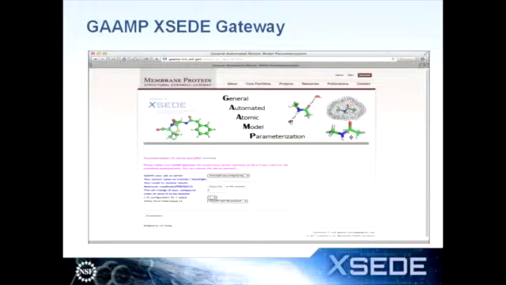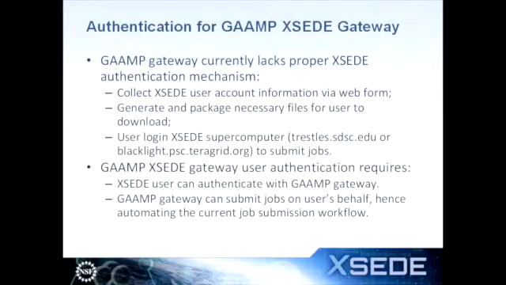What it does is, when an XSEDE user comes in, the XSEDE user account information is collected through that web form you saw in the previous page. Then the GAAMP gateway will generate and package all the necessary files needed to use GAAMP on the corresponding XSEDE supercomputer. Right now it's Trestles or Blacklight. And then GAAMP will generate a tar file for all the necessary files. The user will download that tar file from the GAAMP gateway page.